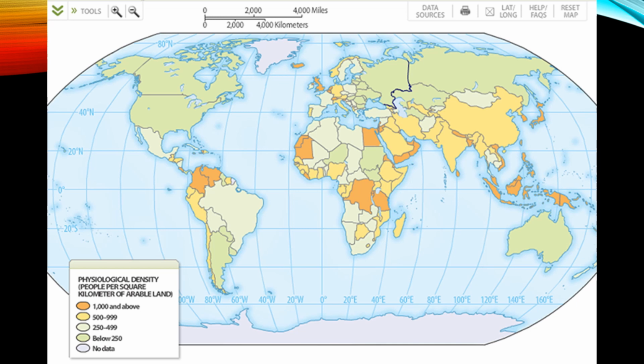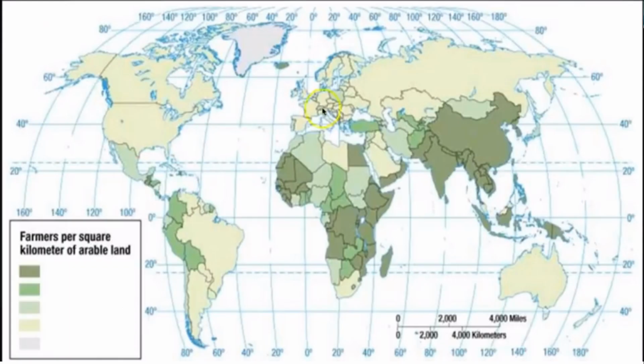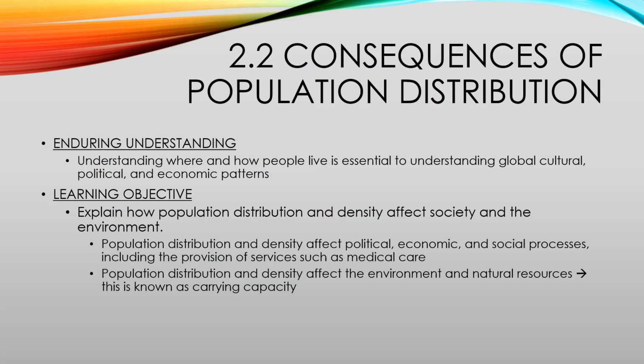Physiological density gives you kind of an idea. Again, the total amount of people, or farmers rather, divided by total amount of land. And then really what we want to look at is agricultural density. And this is where you can see the higher dense areas are also many of them LDCs, whereas the MDCs have a low agricultural density.